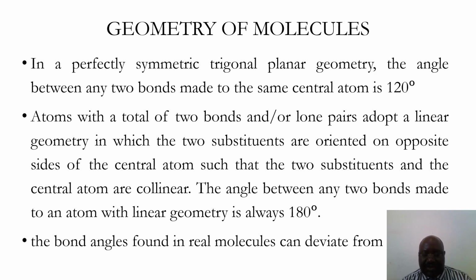Atoms with a total of 2 bonds or lone pairs normally adopt a linear geometry in which the 2 substituents are oriented on opposite sides of the central atom, such that the 2 substituents and the central atom are collinear. The angle between any 2 bonds made to an atom with linear geometry is always 180 degrees. The bond angles found in real molecules can deviate from this, so real molecules may have differences in the bond angles suggested here.